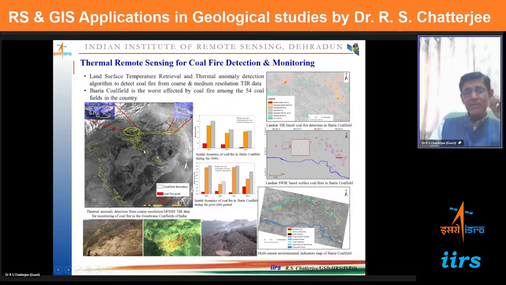So coal fire is at its worst situation in Jharia coalfield. And not only today, it started from the 1980s or even before. Now you see here the spatiotemporal dynamics of the coal fire we have studied for the Jharia coalfield: what is the coal fire area, and how it is changing with time, starting from the 1990s till date. Here we have given information up to 2013, but we have studied up to 2020 or so. So we find this kind of situation, how coal fire is changing. Even today, there is a lot of coal fire in Jharia coalfield.